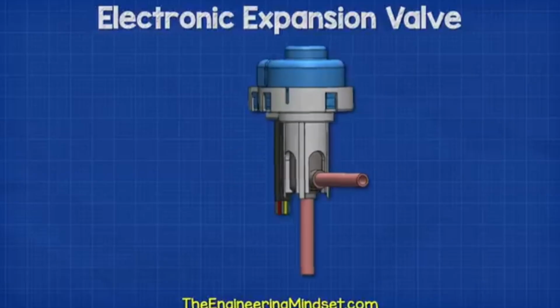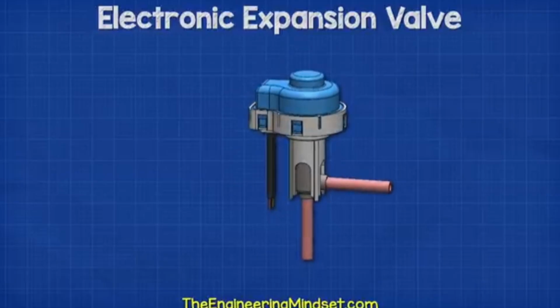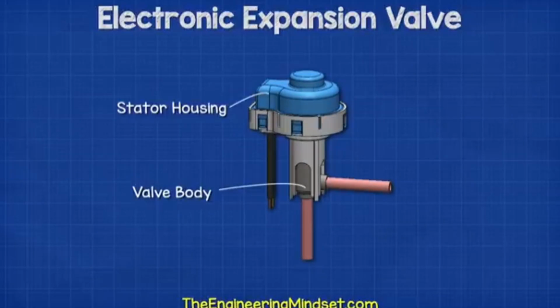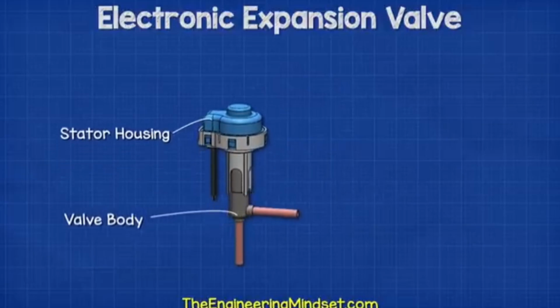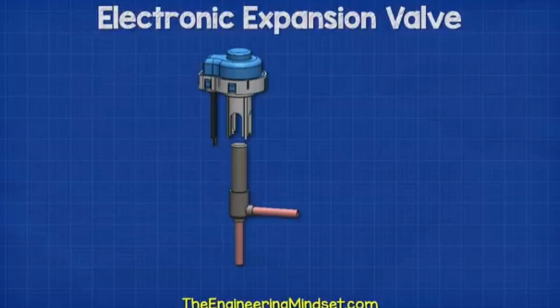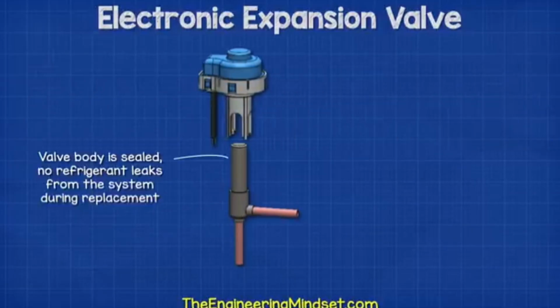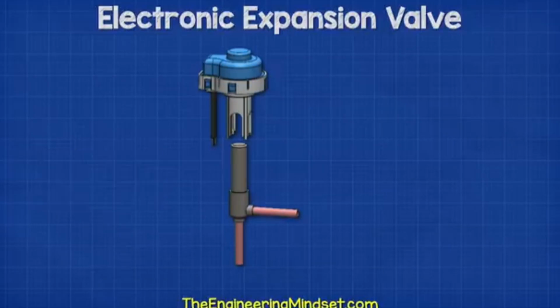Let's look at a simplified version of the valve to see how it works. First, we have the valve body and the stator housing. These two can be separated, which allows the stator to be replaced if needed, and because the valve body is sealed, no refrigerant leaks from the system, so repairs are quick and easy.